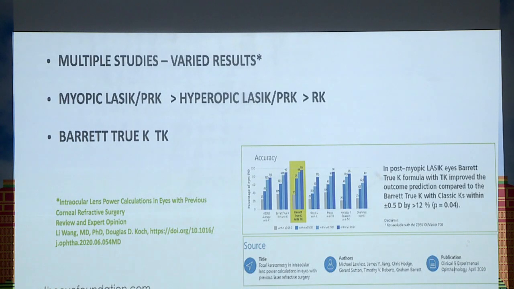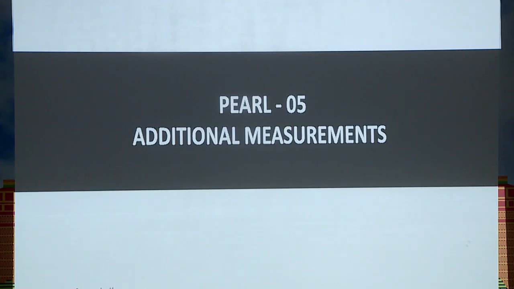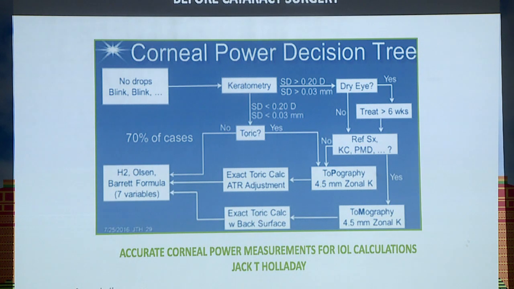Again, in post-laser vision correction, multiple studies have told that when you do your IOL power calculations, you are better in myopic eyes, myopic LASIK eyes, less than PRK, then comes hyperopic LASIK. And in all these situations, you find if you're using your Barrett True K, TK, you are actually doing good. There are certain additional measurements. All I've been talking about, 70% of the cases you are going to be doing well.